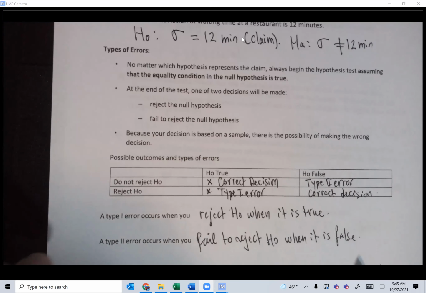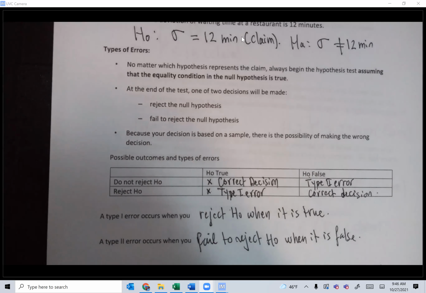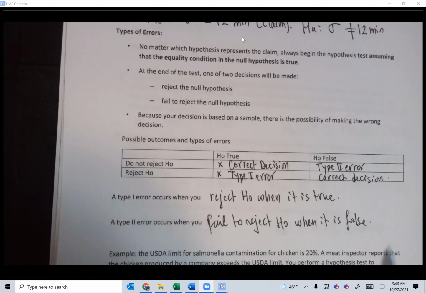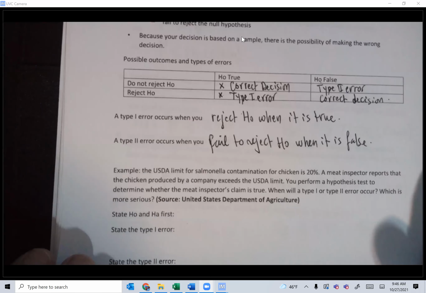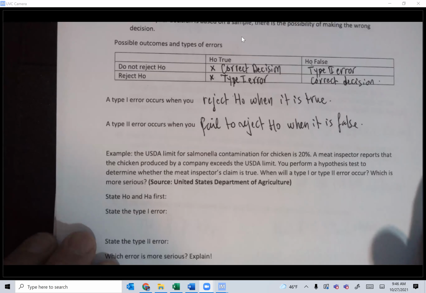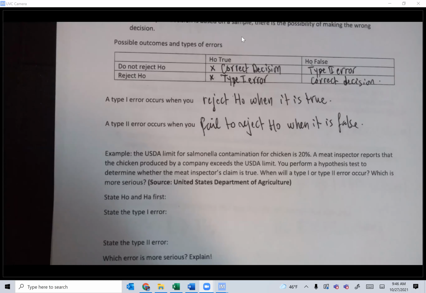Let's do an example, guys, of what happens in real life when you make those type 1 or type 2 errors. They could have very serious complications if we make those mistakes. So let me give you an example. I'm going to show you this example, guys. So just remember the definitions.